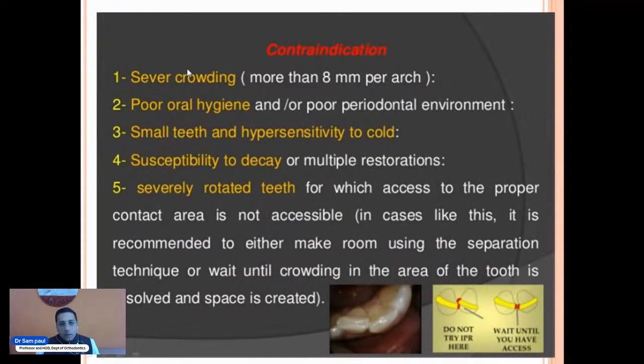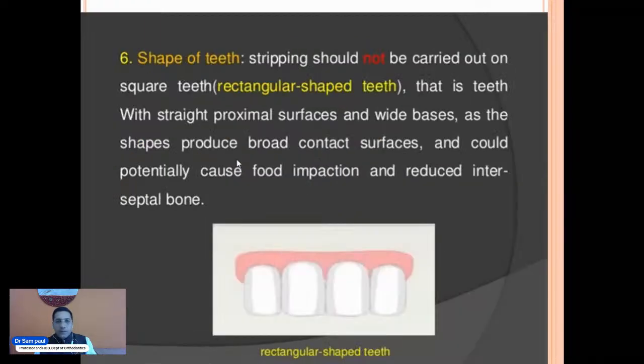And do not attempt interproximal reduction when there is severe crowding. You have to go for extractions in those cases. So never go for interproximal reduction when the patient has severe crowding, very poor oral hygiene, or too small teeth. There are some cases where the patient has very small teeth, and the crown length will be too short. That is also a contraindication, as are patients susceptible to decay and severely rotated teeth. You don't go for interproximal reduction.